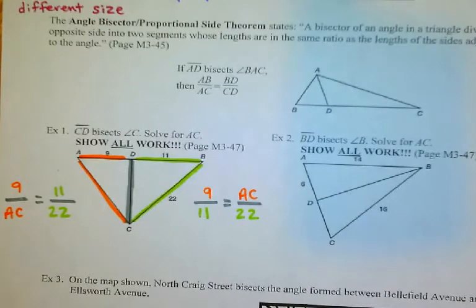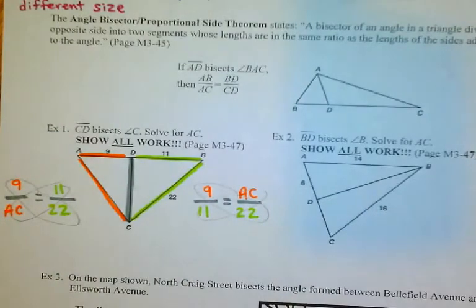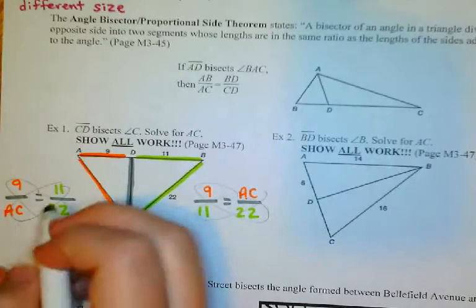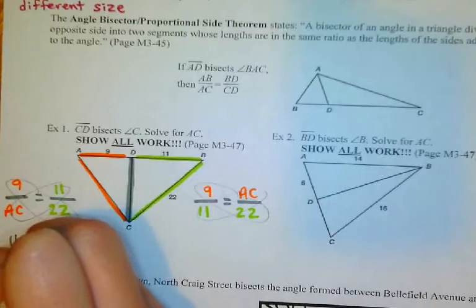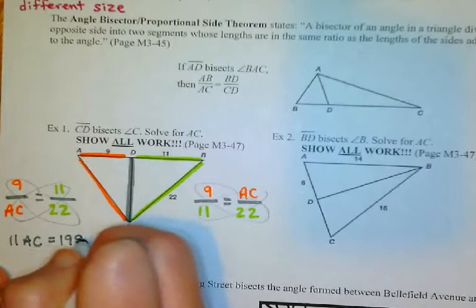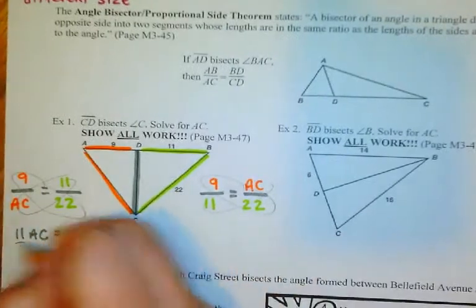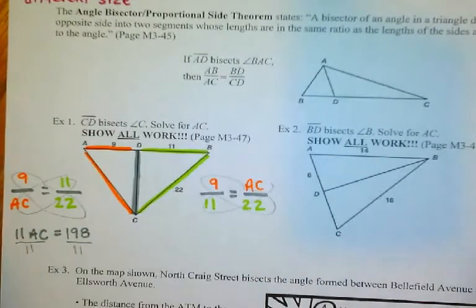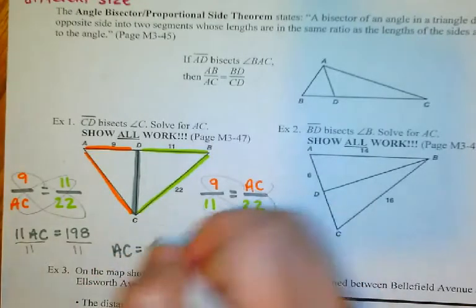Alright, so when we cross multiply, I'll do both of these to show that we're going to get the same answer either way. Alright, 9 times 22 is 198, and 11 times AC is 11 AC equals 198. And when we divide by 11, we get AC is equal to 18.